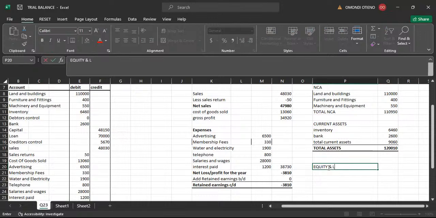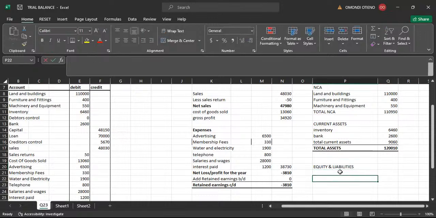Equity and liabilities. Equity, there's a question here. Debtors control, the figure is 0. So if it is 0, there's no need of bringing it here. It will have no impact. It will not affect the balancing figure of this. So equity and liabilities, we start with equity.